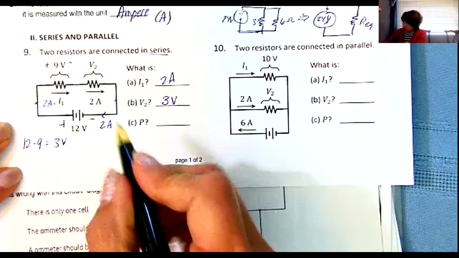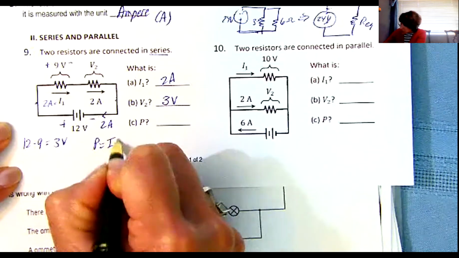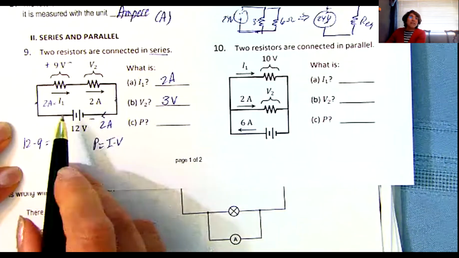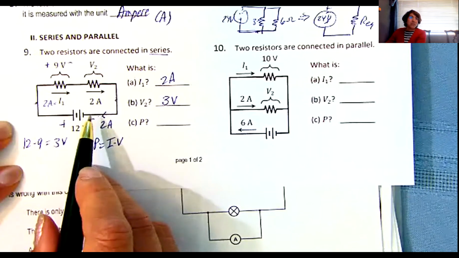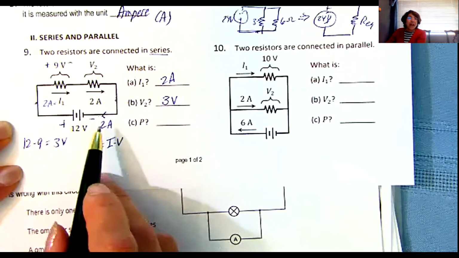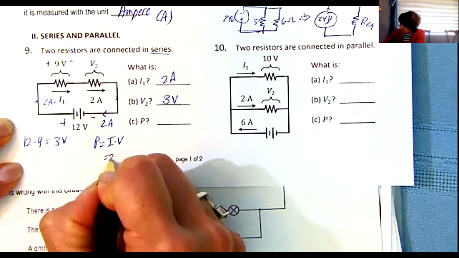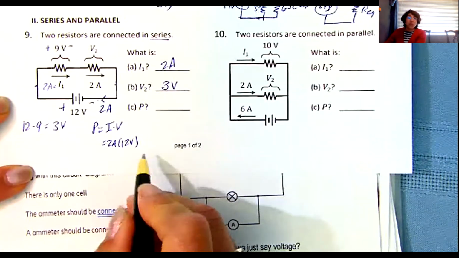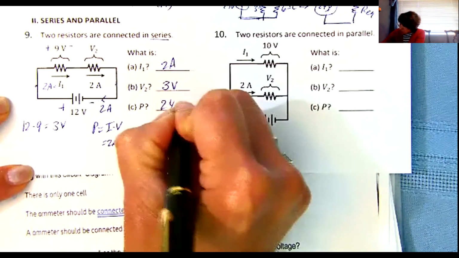All right, and I know that the power is just the current times the voltage. So how much power does this battery actually supply to the circuit? Well, right now, because I have 2 amps and I have 12 volts, I'm going to have 2 times 12, which is 24 watts.